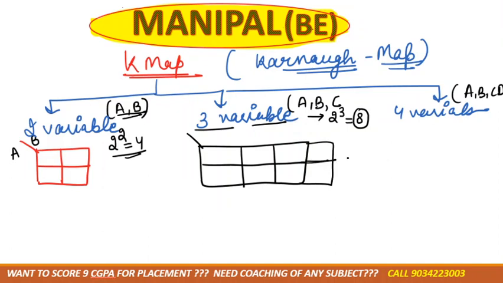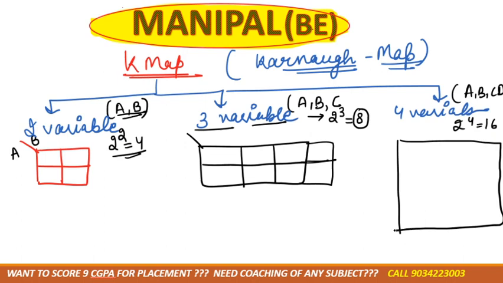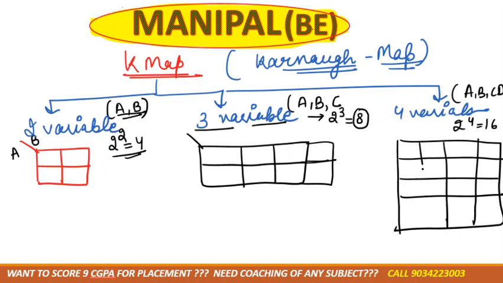Next one is four variable. Four variable means 2 raised to 4, that is 16. So we need to make a four variable box, which means 16 boxes like this. 4 columns and 4 rows. Understood? So in this we'll have 16 boxes.